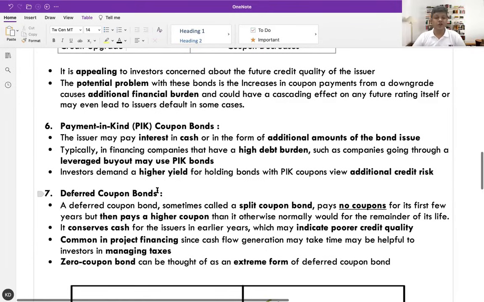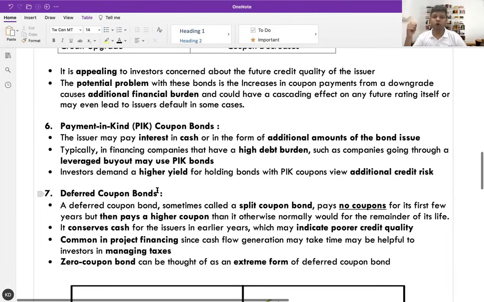Are you getting it? So instead of telling you that I can give you a $100 coupon, let me issue you a $100 bond, another bond. So I give you security instead of paying you coupon in cash. Are you getting it? But isn't that very risky?